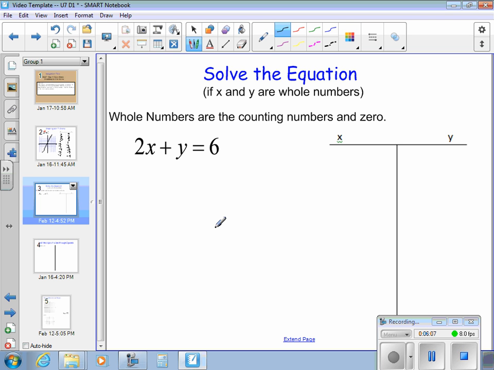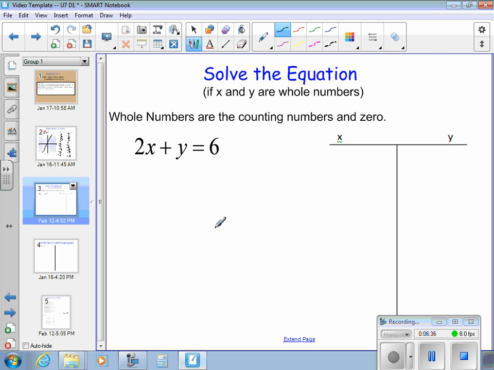This one isn't as hard as it looks. I want you to solve the equation if x and y are whole numbers. And remember, the whole numbers are the counting numbers plus 0. So there are no negative numbers here. And that's one of the keys, is we can't go any lower than 0 on either x or y. It's because it says if x and y are both whole numbers. Also, there are no fractions involved.